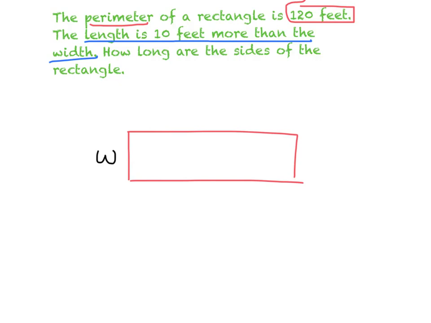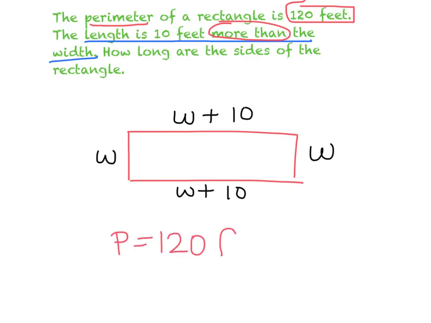Now the length, that's this other side, is 10 feet more than the width. Well, I know that more than means I'm going to add. So if it's 10 feet more than the width, I'm going to have W plus 10. Now if this is a rectangle, if this side's W, I know this side is also W. And if this side up here is W plus 10, so is this side. Okay, so that's my very first step, is to draw a picture. One more important thing is that they told me that the whole perimeter is 120 feet. I'm just going to write that down for now.